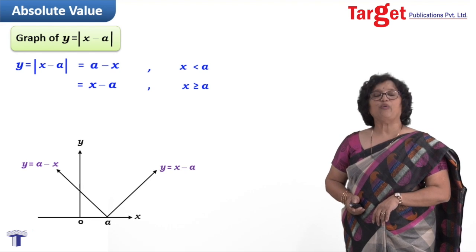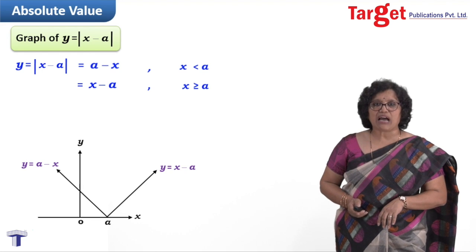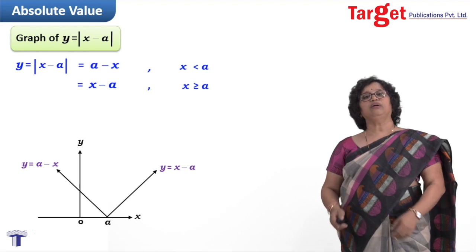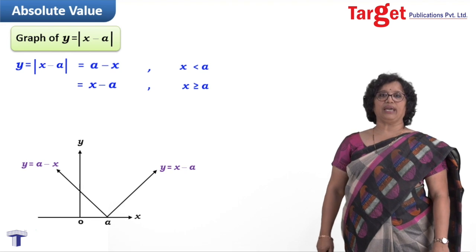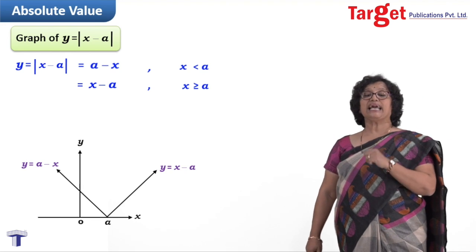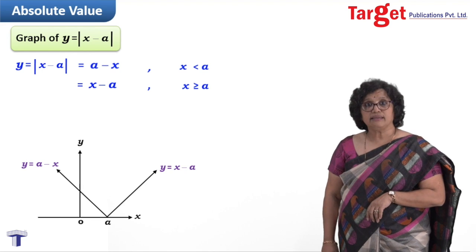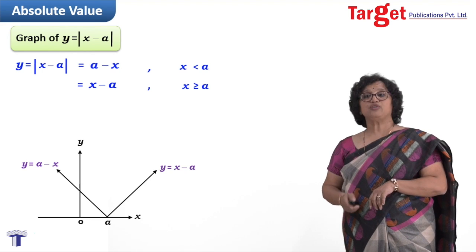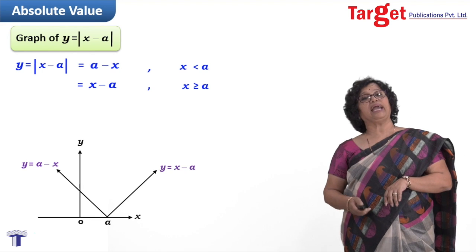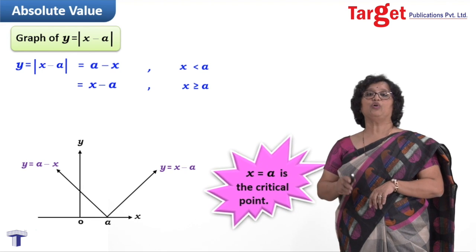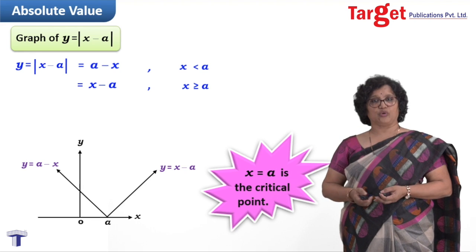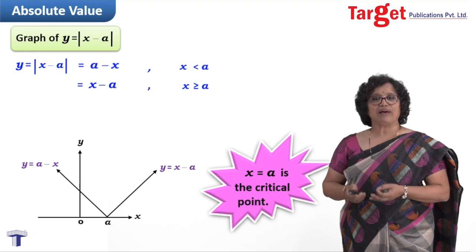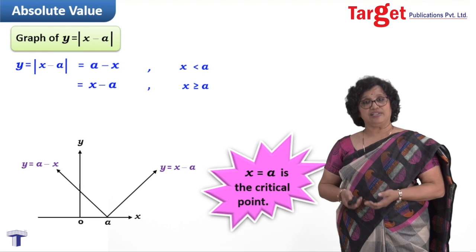And now what we see is that V-shaped graph we had observed in case of y equal to absolute value of x is now shifted to x equal to a. And there we had seen that x equal to 0 was nothing but the critical point. And so we say now x equal to a is critical point for y equal to absolute value of x minus a. So in this session we have just understood how absolute value of x changes.